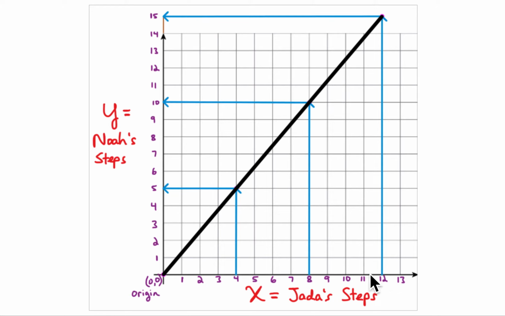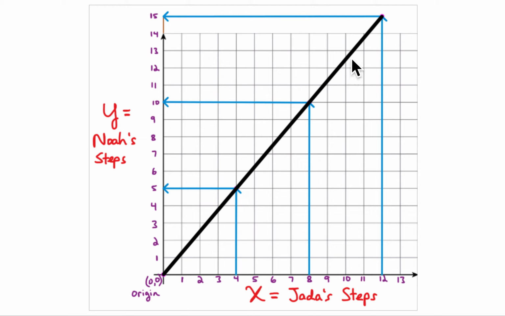Let's say that Jada took 11 steps. How many steps does Noah take? You go up here and you go over here, and you can estimate it's about 13 3/4 steps. Since these were all fourths, probably it is 13 3/4 steps. And 10 steps up to here, and this is going to be 12.5.